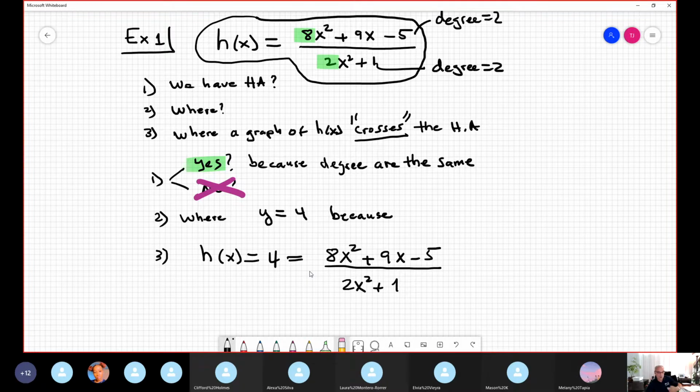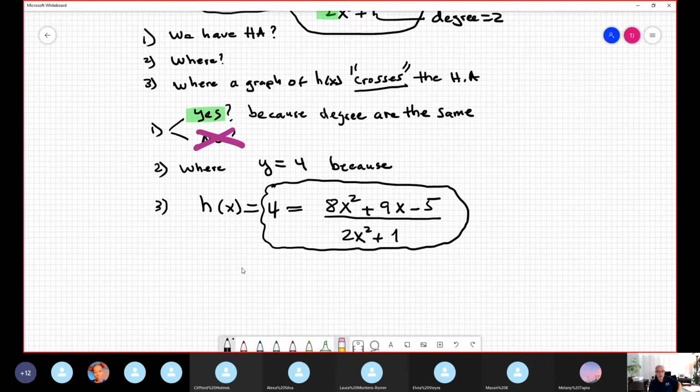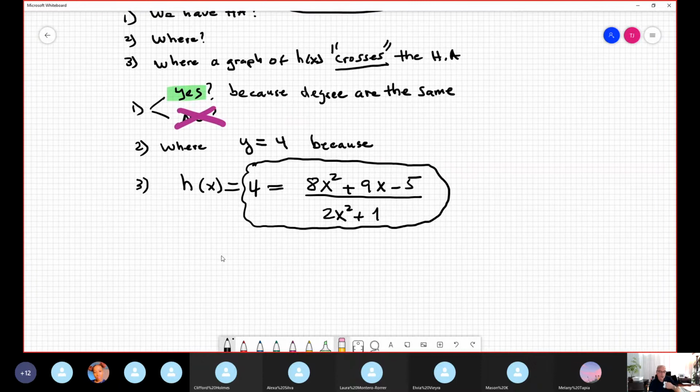So I need to focus on solving this equation. In the majority of cases, this equation has no solution. Does that mean we have no point where they could cross? In other cases, yes, they cross. See, this equation has a solution. Finding the solution is relatively easy because you apply cross multiplication.